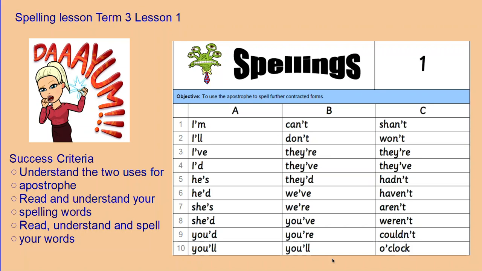Our success criteria today: understand the two uses of the apostrophe, the contracted form, which we're learning today, and apostrophe for possession. Read and understand your spelling words, so it's just as important to understand them as it is for you to be able to spell them. Read, understand, and spell your words. Here are your spelling words. We're going to be doing different activities for group A, B, and C today. I hope you know your groups and are ready to get started.